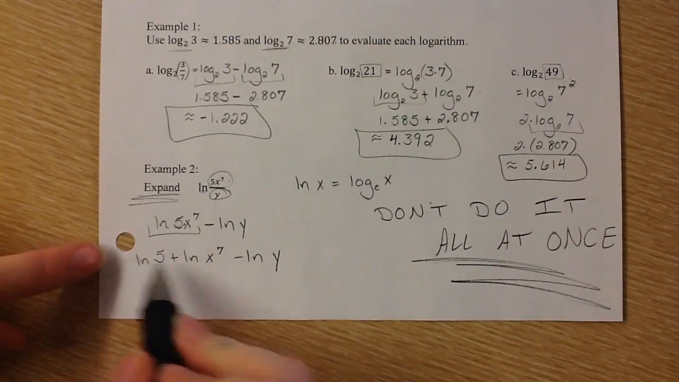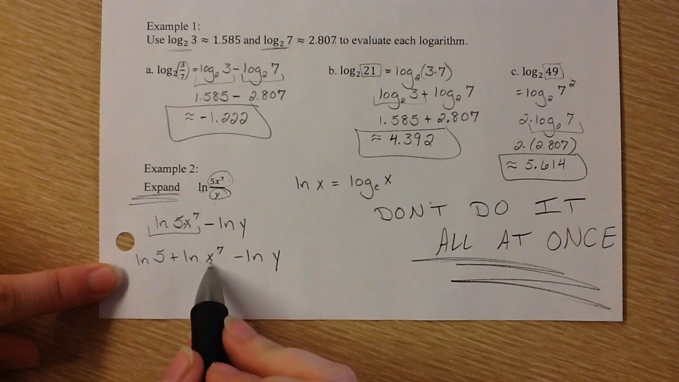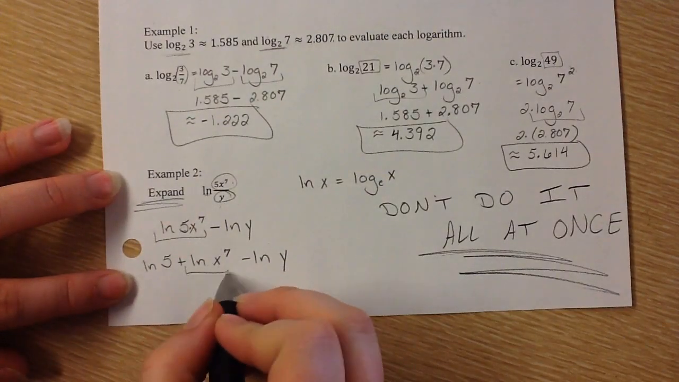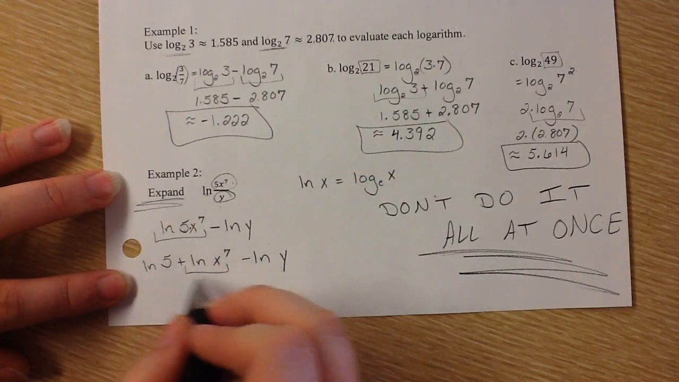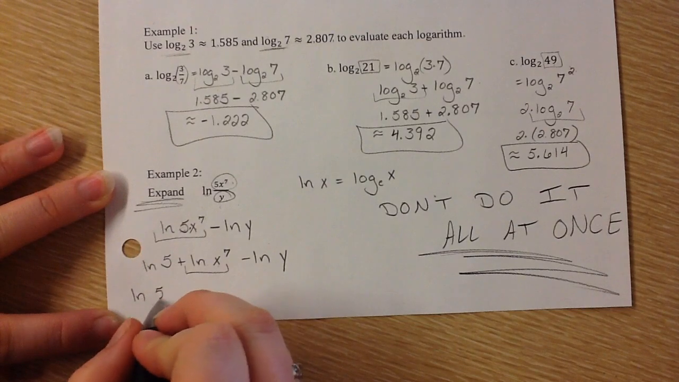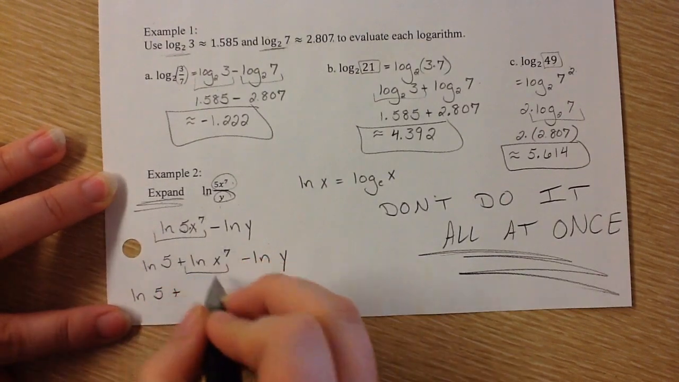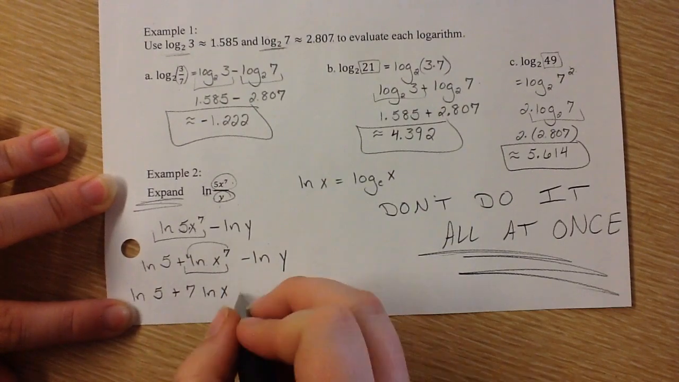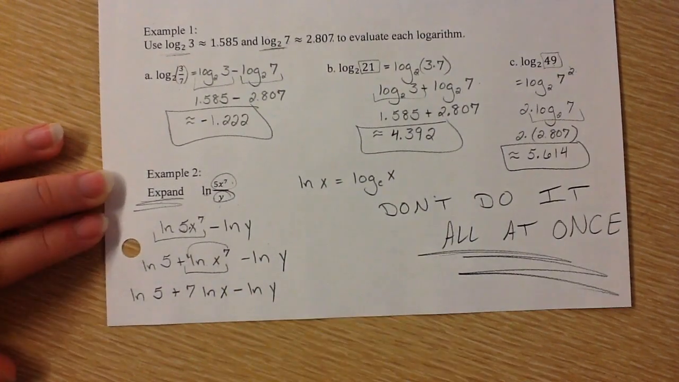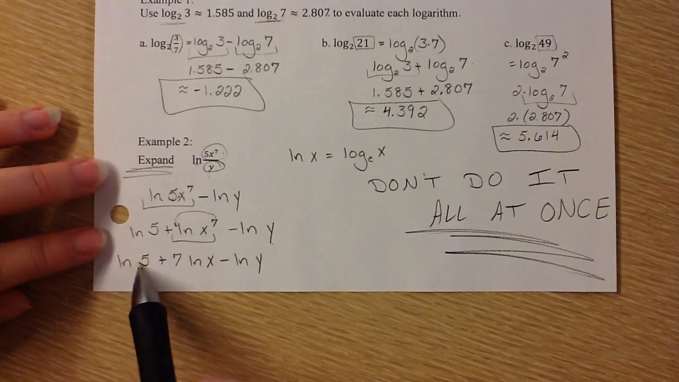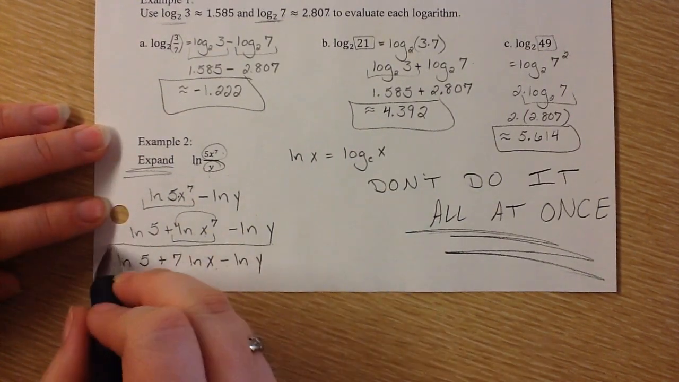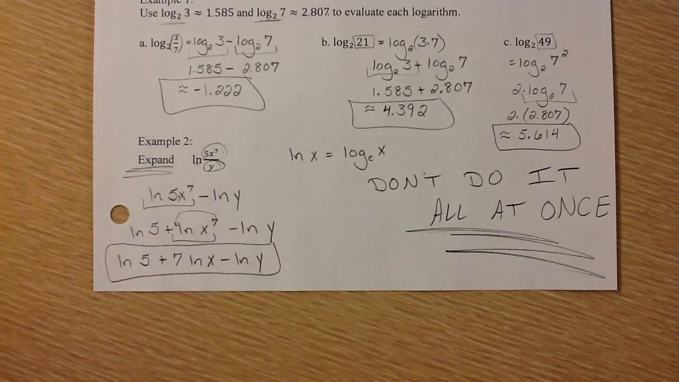Okay, so now I have it divided up into 3 logs, but now we can take care of this exponent. Remember, that exponent's going to come out front, but it's only going to come out front of this guy because that's the only thing the exponent's on. So we'll have the natural log of 5 plus, now simplifying that guy up, the 7's going to come out front here. 7, the natural log of x, minus the natural log of y. So we have the natural log of 5 plus 7, the natural log of x, minus the natural log of y. So I now have it expanded as far as it will go.